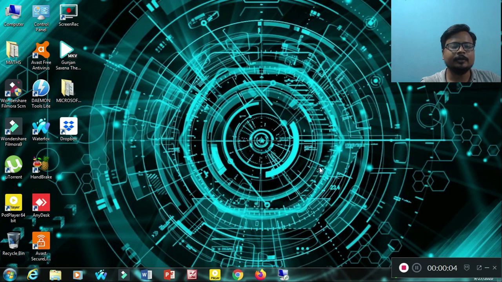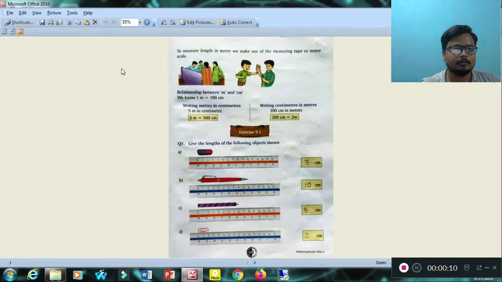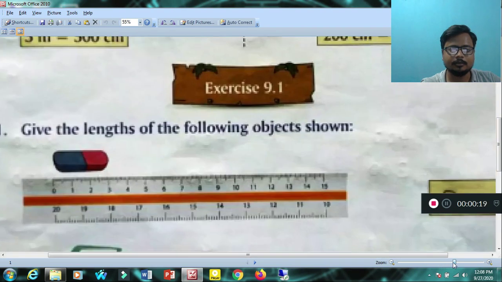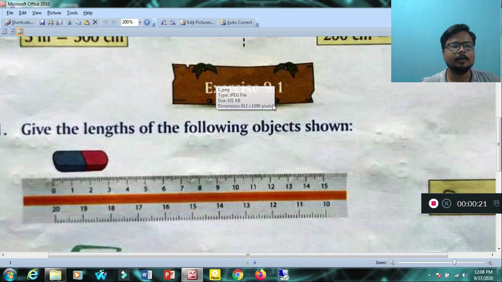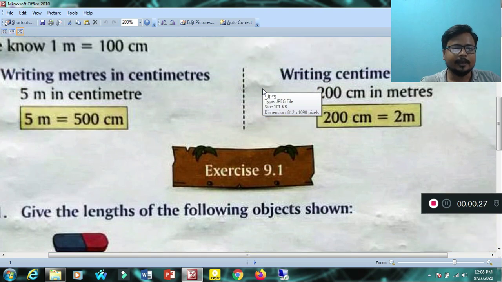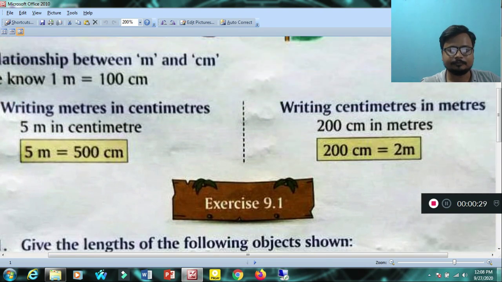So today we will start exercise 9.1. As you can see, exercise 9.1 clearly in the given screen. So before starting exercise 9.1, I will explain you few things.